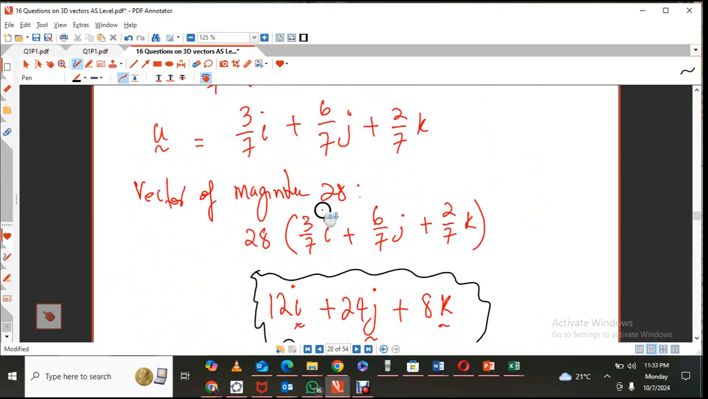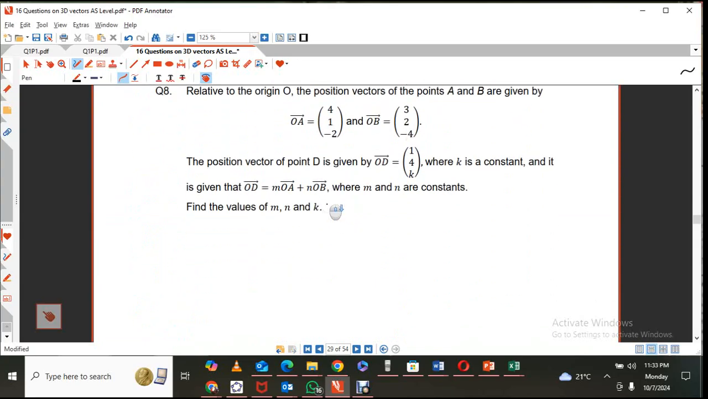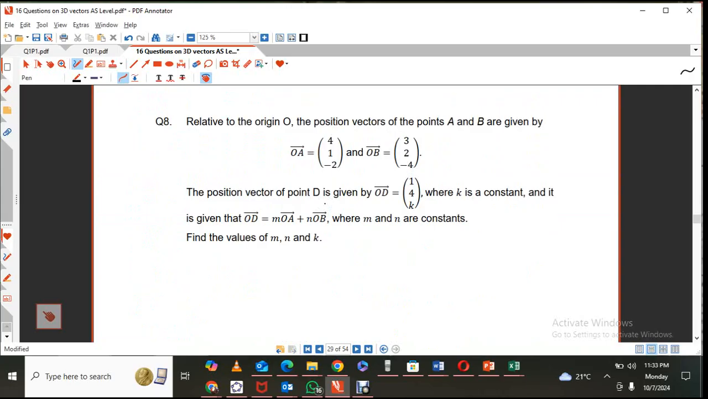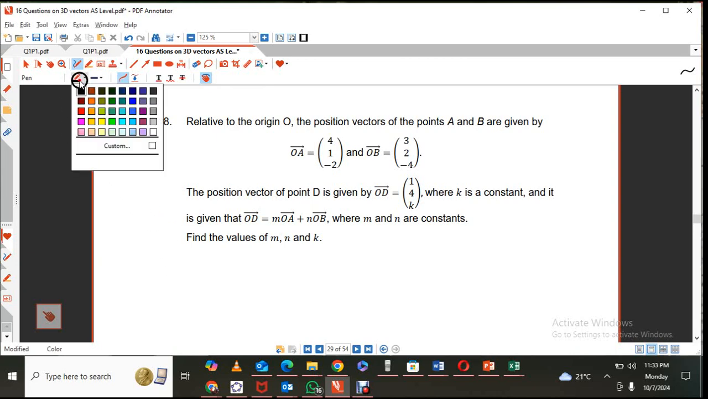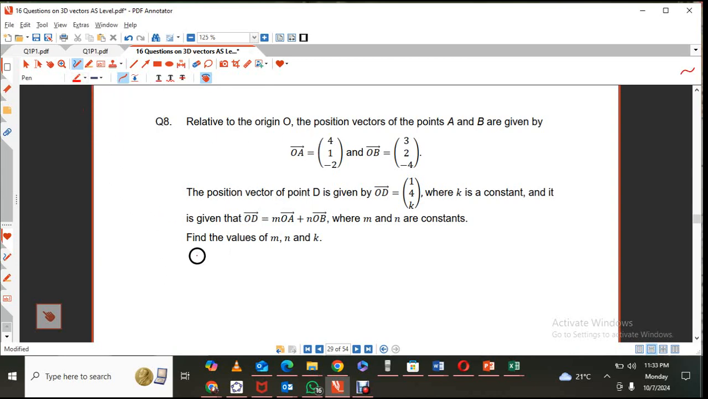Right, I think we can do one more question. Question 8. Relative to the origin, because we will continue tomorrow with the rest. I'll give you 16 questions and I'll finish them. And then at least you have enough to work with. Right, they're telling you all of that. So what's going to happen here, whenever you have unknowns like this, you know that somewhere, somehow, you're going to deal with simultaneous equations. Okay?